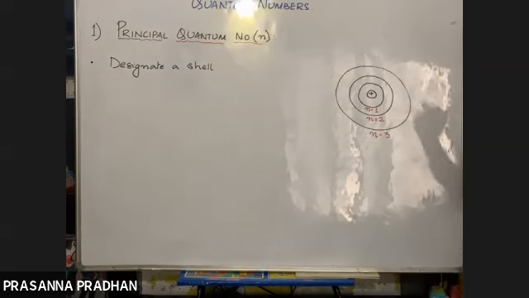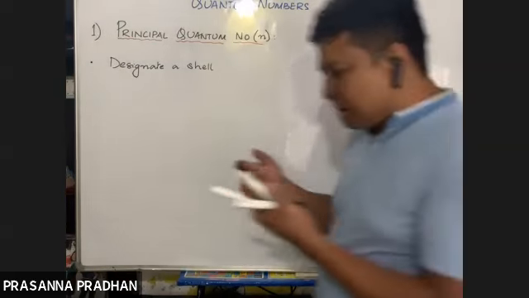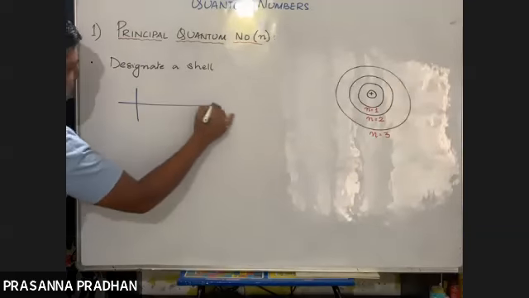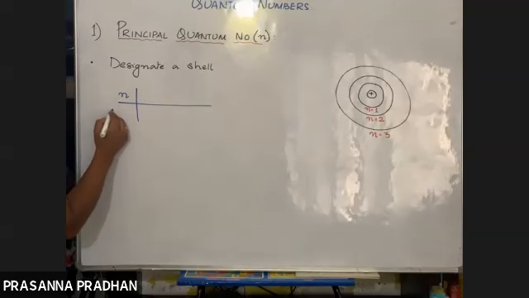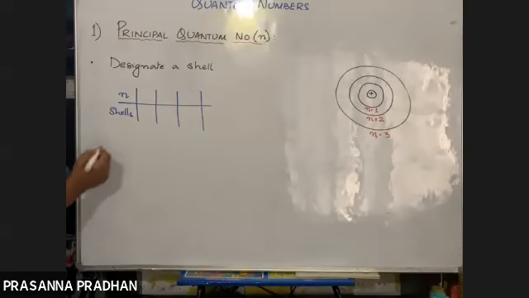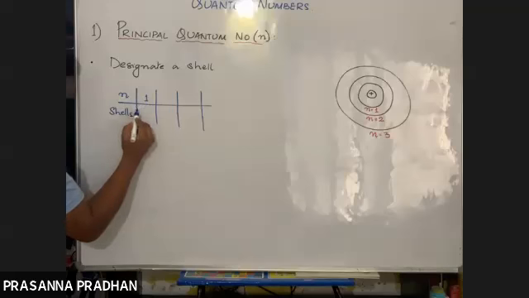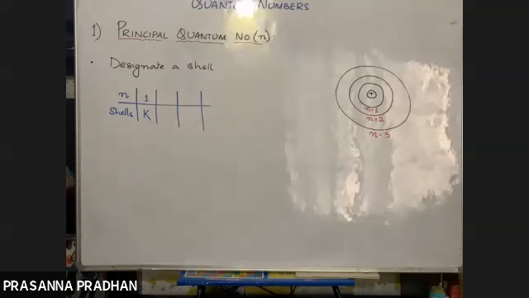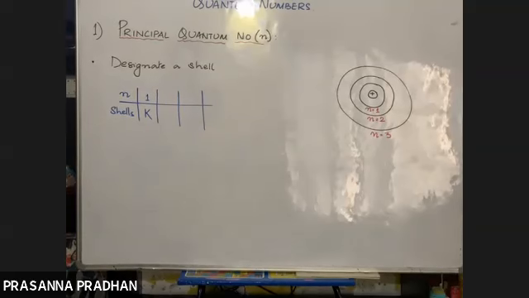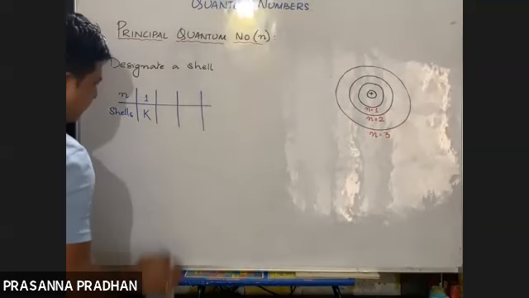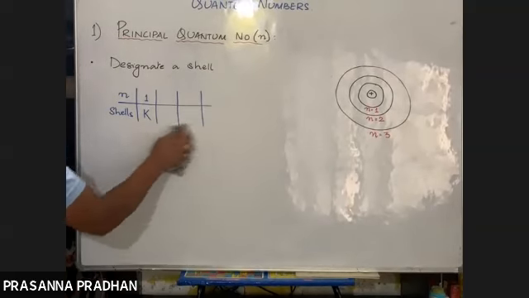Not only this, it also helps us to designate a shell. What does this mean? Suppose I write down the value of n and I write down the shells here. The value of n equals 1, what is that shell known as? It is known as the K shell. The first shell is also known as the K shell. I think this was learned in your junior classes as well.